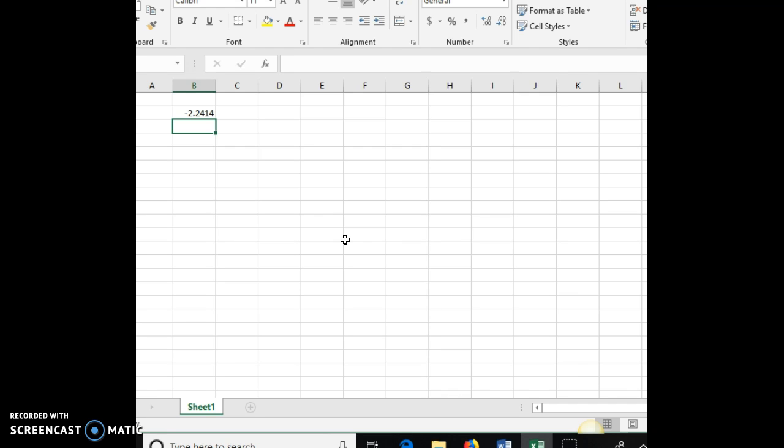Now we'll see that we're going to do different things if our area is to the right or our area is in between two values. But right now, this is how we'll get it if it's to the left.